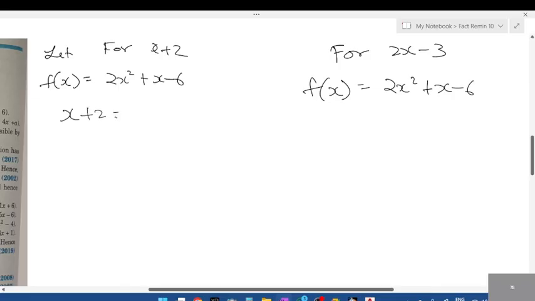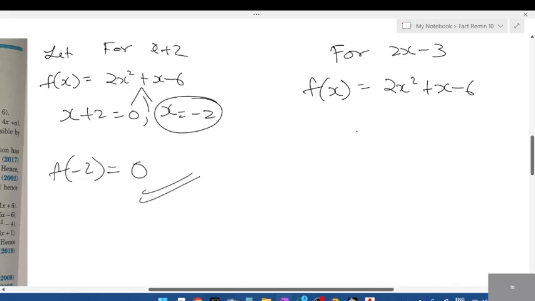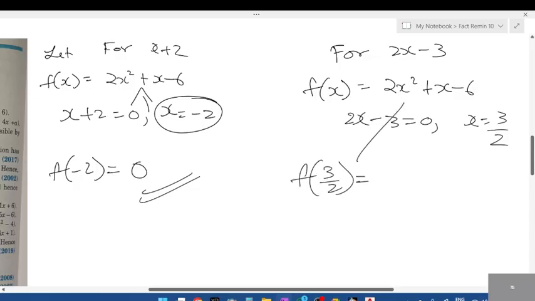For x plus 2 equals 0, x equals minus 2. Substitute minus 2, and you should get the value 0. You'll definitely get 0. Fine. Next, 2x minus 3 equals 0. Therefore, x equals 3 by 2. Substitute f of 3 by 2, and you'll again get the value 0, students. This is known as the factor theorem.